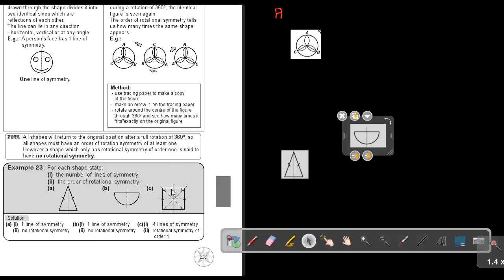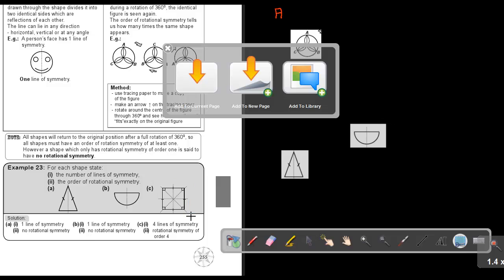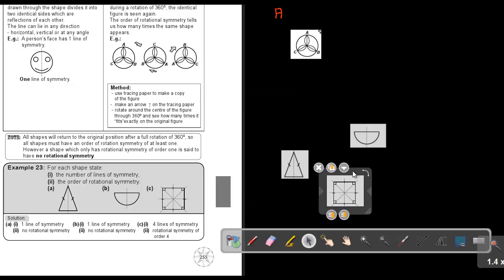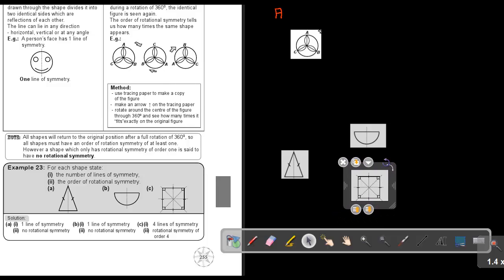Okay, but then this one, the square. Now, let's first look at the lines of symmetry. 1, 2, 3, 4. But let's look at the rotational symmetry. So let's copy it again. Now just remember, this is a bit difficult because you just have to check the degrees, because there's not a point which I can indicate to you. So if I start rotating it, I'm going to rotate this one anti-clockwise to get my degrees better. Can you see it fits again at 90?